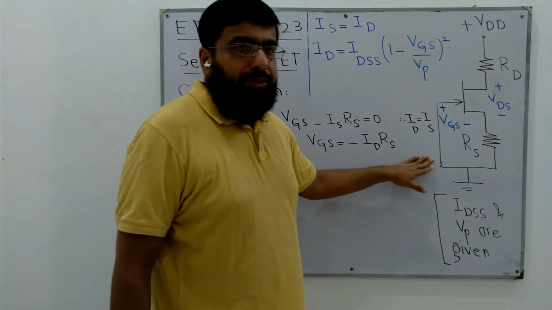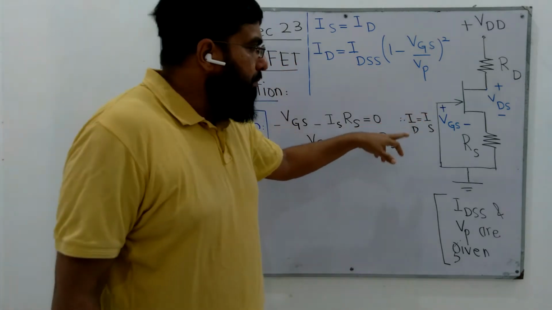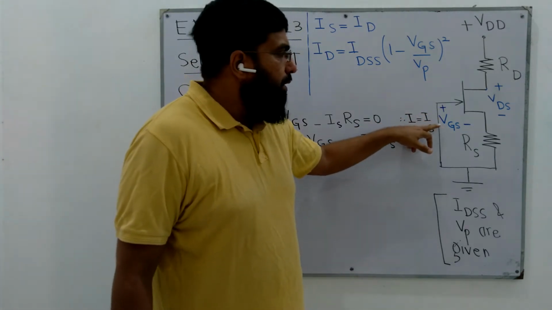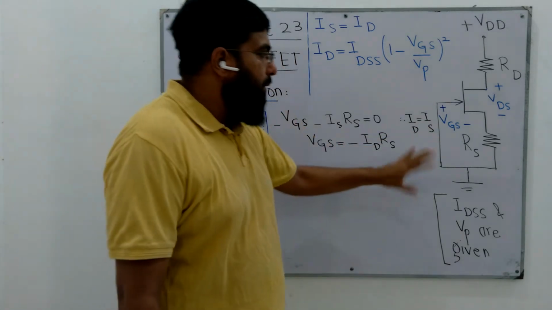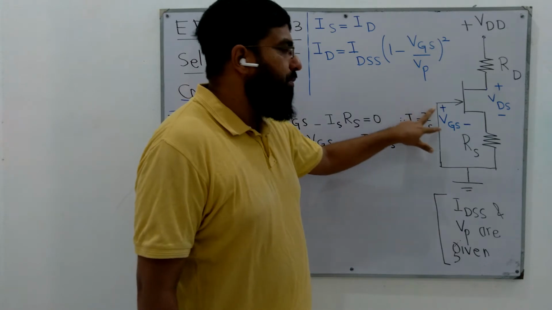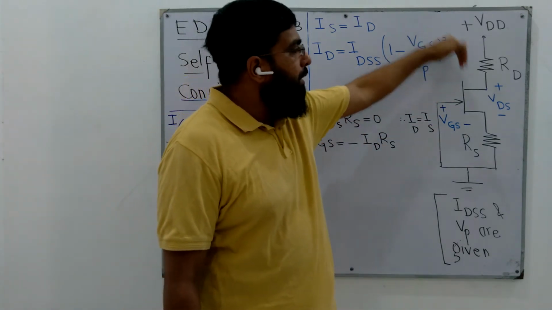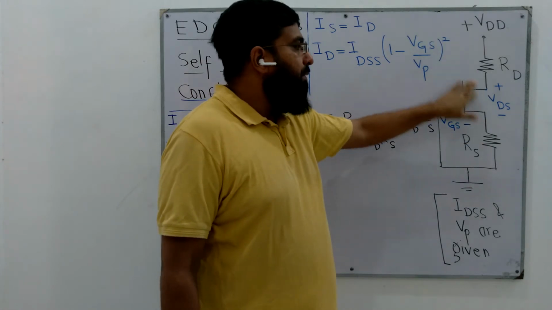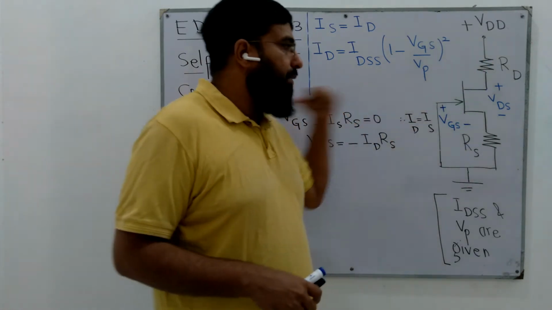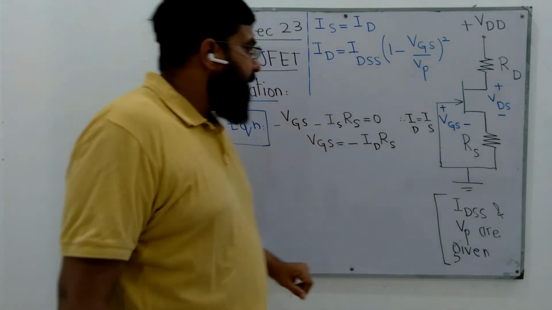In this configuration, we don't have a VGG to reverse bias or to supply a negative voltage and to have a negative VGS, because this RS is serving the purpose. Using this RS, we can obtain a negative VGS. And in the output loop, instead of one resistor, in our earlier lecture we had only RD. Here we have RD and RS, right?